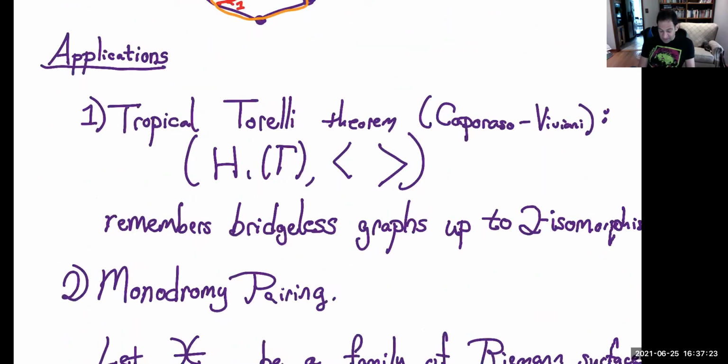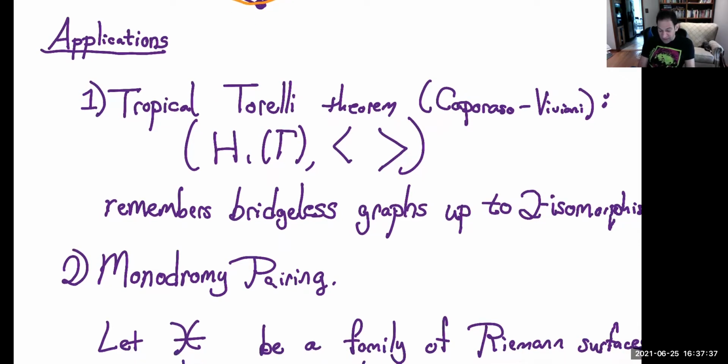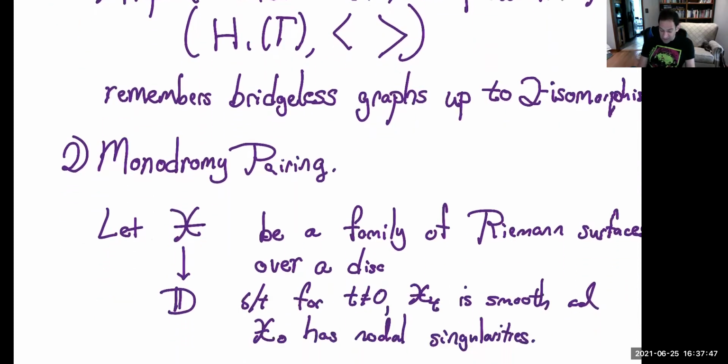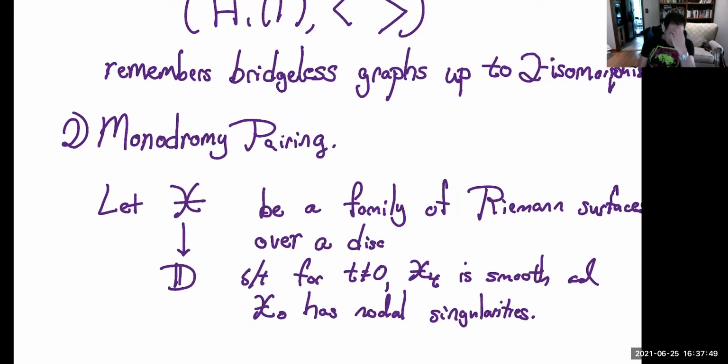All right, and I'll be talking about applications in various contexts. One is the tropical Torelli theorem, which is due to Caporaso and Viviani, and I should also mention the work of Tamkin, which says that the data of first homology with the cycle pairing remembers bridgeless graphs up to an equivalence relation called 2-isomorphism. Another application, which dates back to Picard and Lefschetz, put in modern form probably in SGA 7, is the monodromy pairing.